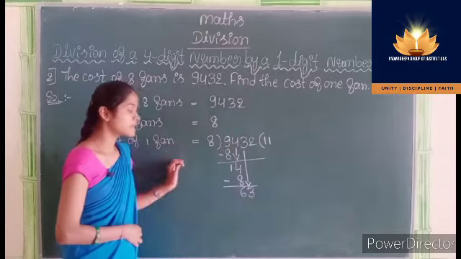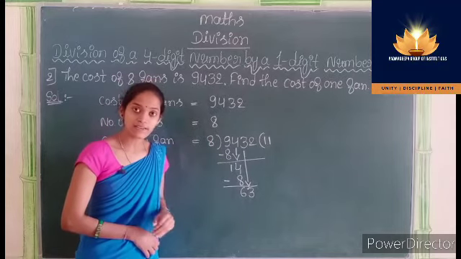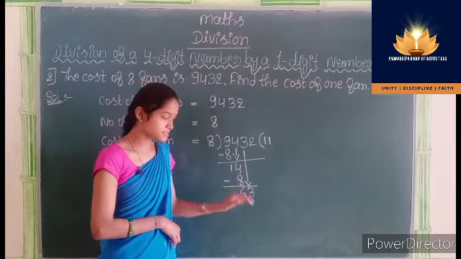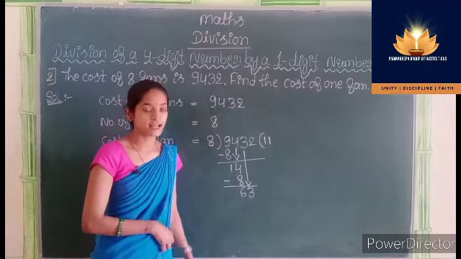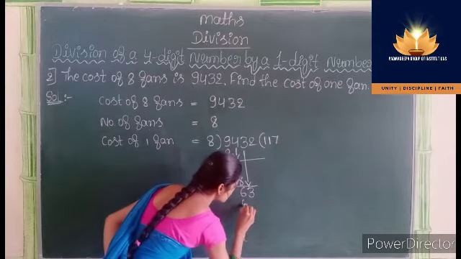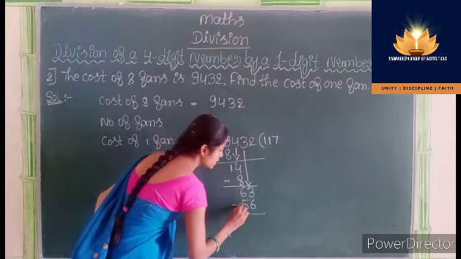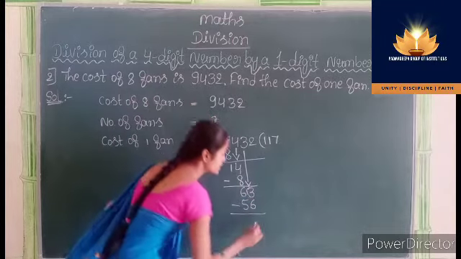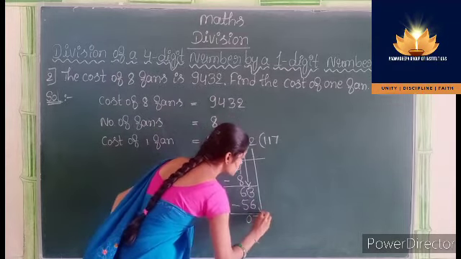And which number is less than or equal to the 63 in the table of 8? 8 7s are 56, 8 8s are 64, 64 is greater than the 63. That's why we have to consider 8 7s are 56. 7 should be written in quotient place. Then write 56 below this 63. Subtract 56 from 63. 3 minus 6, that means 13 minus 6, that is 7. 5 minus 5, 0. Bring down this 2.